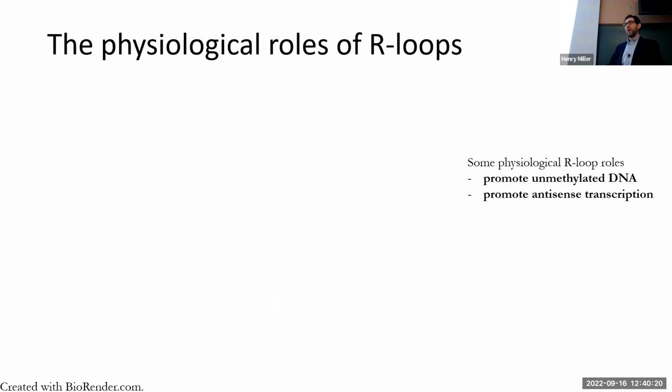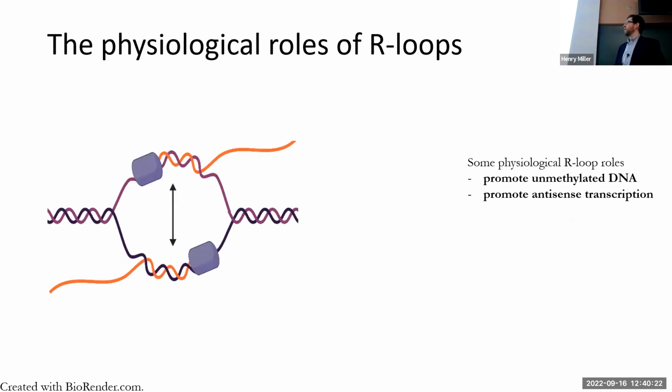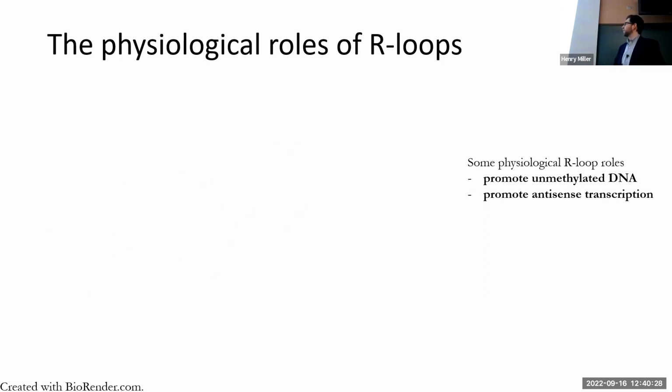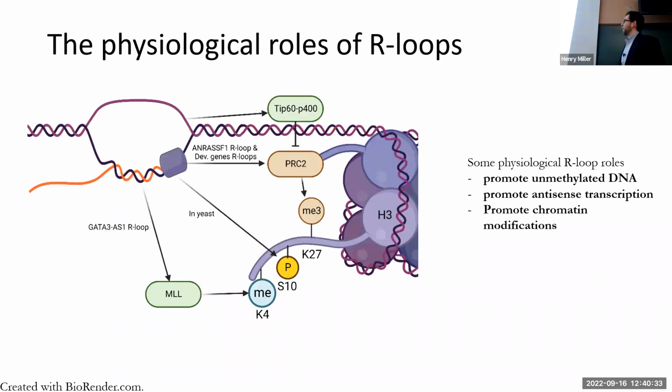Additionally, R loops can promote antisense transcription, and there are a variety of mechanisms and contexts by which this can occur. Finally, R loops can also promote histone modifications, and here is a diagram showing a few of the ways in which they do that.